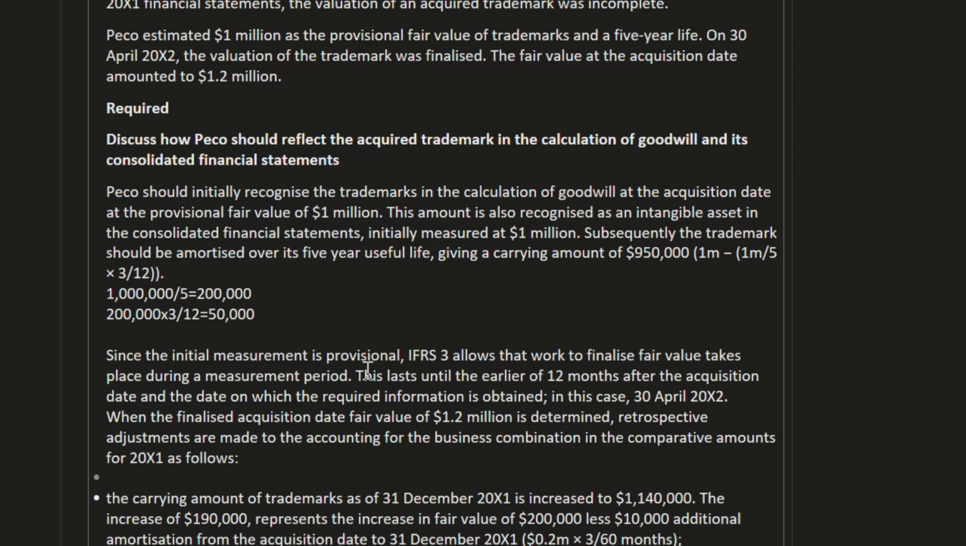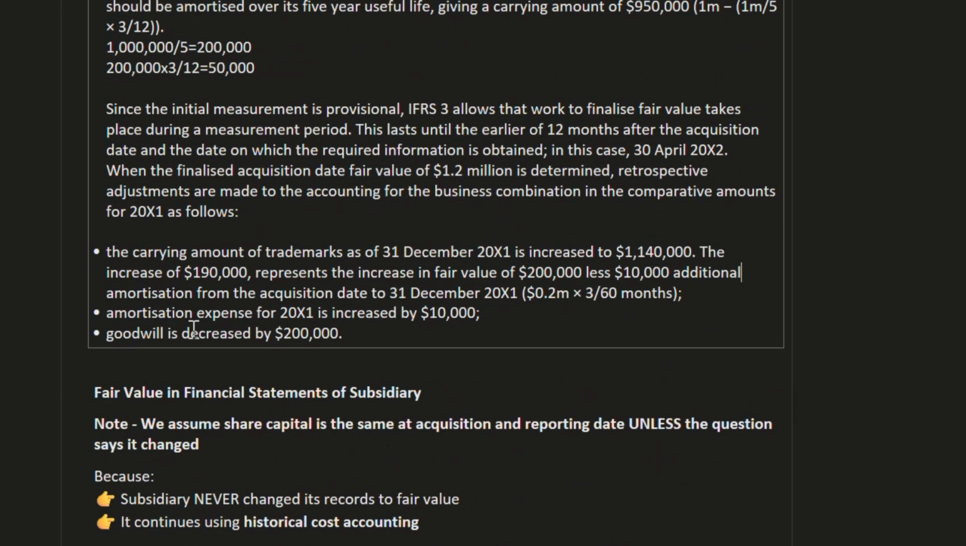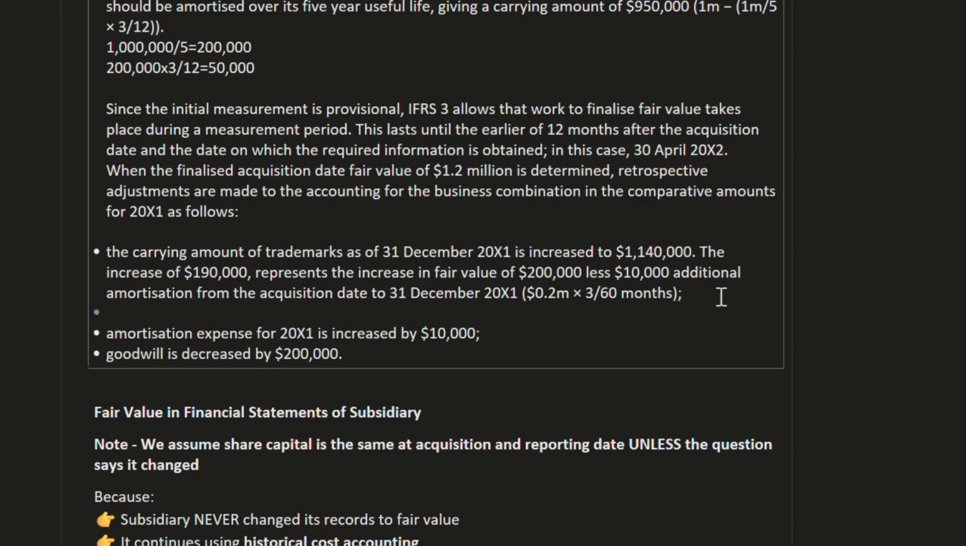Since the initial measurement is provisional, IFRS 3 allows the work to finalize fair value to take place during the measurement period. This lasts until the earlier of 12 months after the acquisition date and the date on which the required information is obtained. In this case, it is 30th April 2022, when the finalized acquisition date fair value of 1.2 million is determined. So we need to do the retrospective treatment. Adjustments are made to the accounting for the business combination in the comparative amounts for 2021 as follows. Now look at how we are going to do the retrospective treatment.